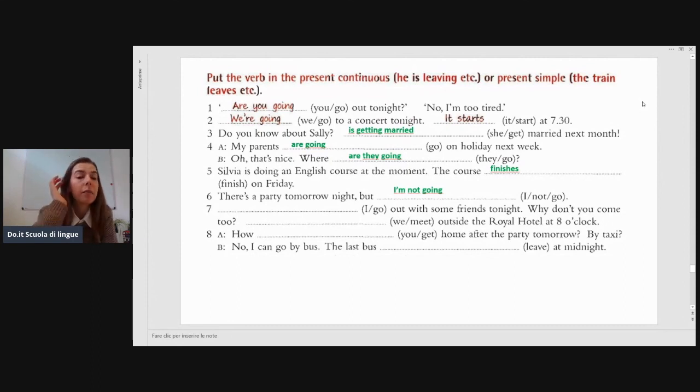Quindi avete pensato prima che non avete voglia di andarci, ok? So it's 100% sure you decided you're not going. Quindi non ci andate. Very good.